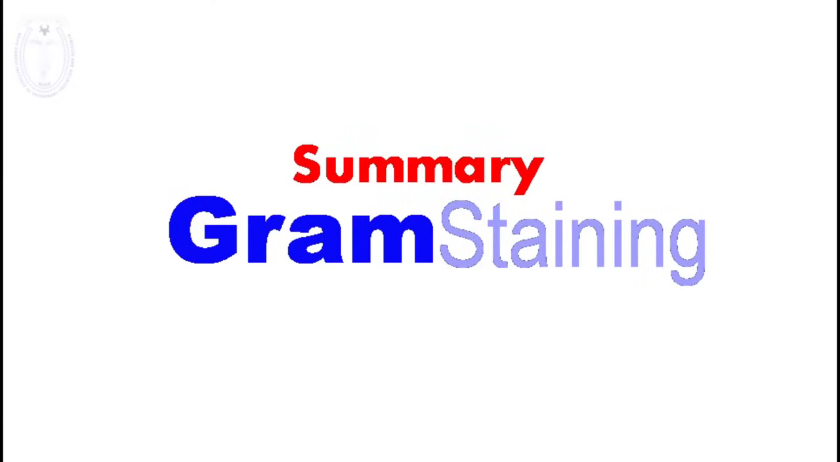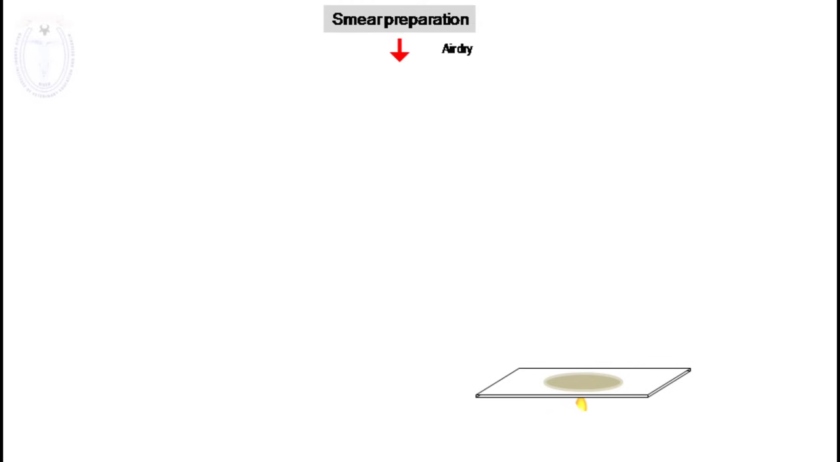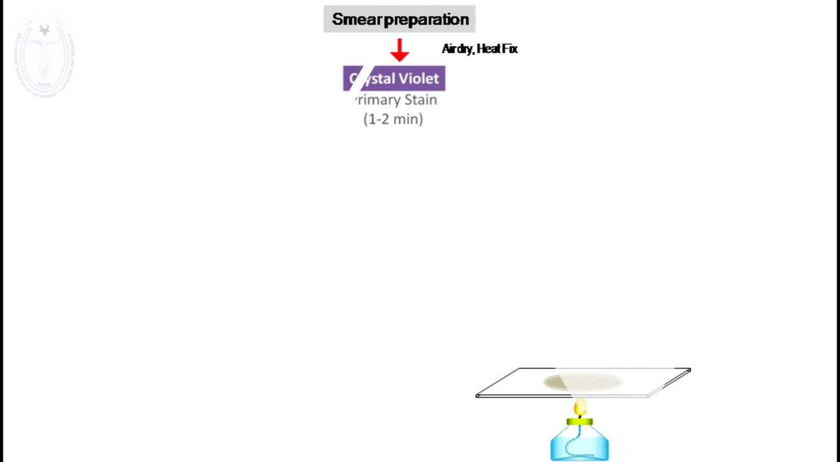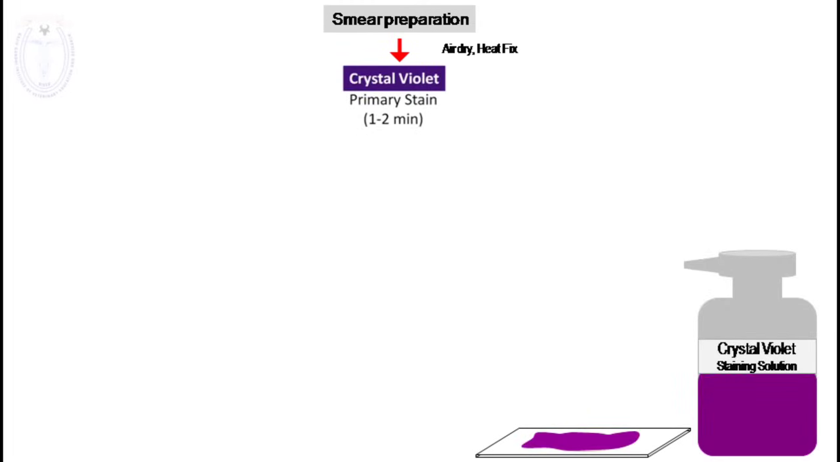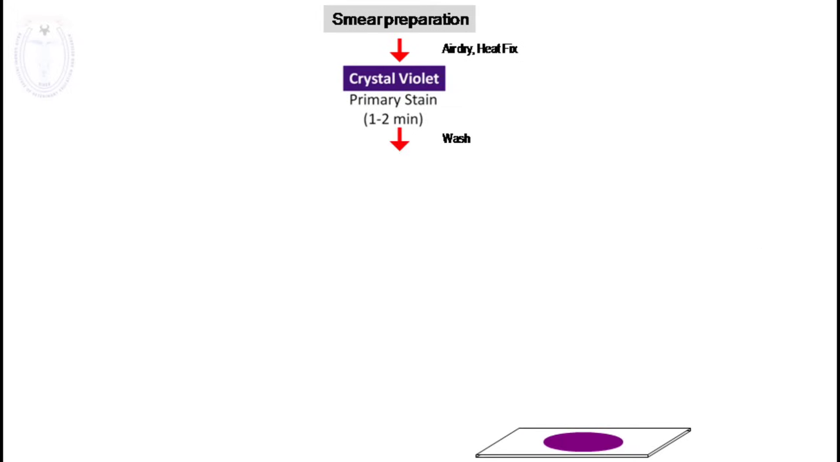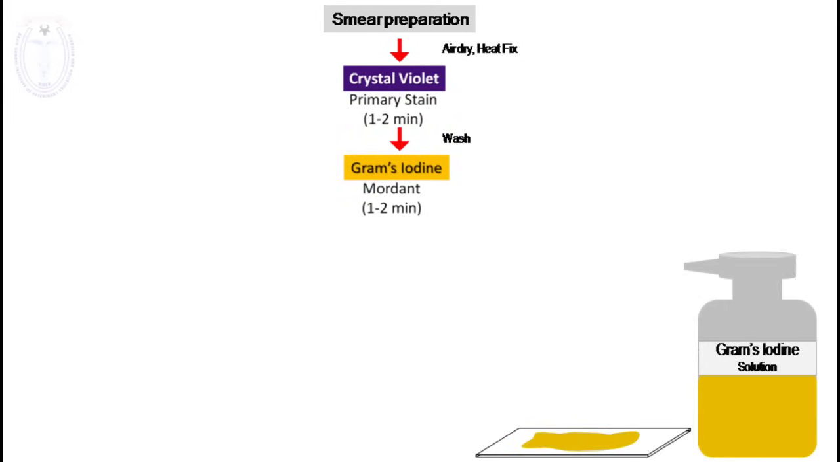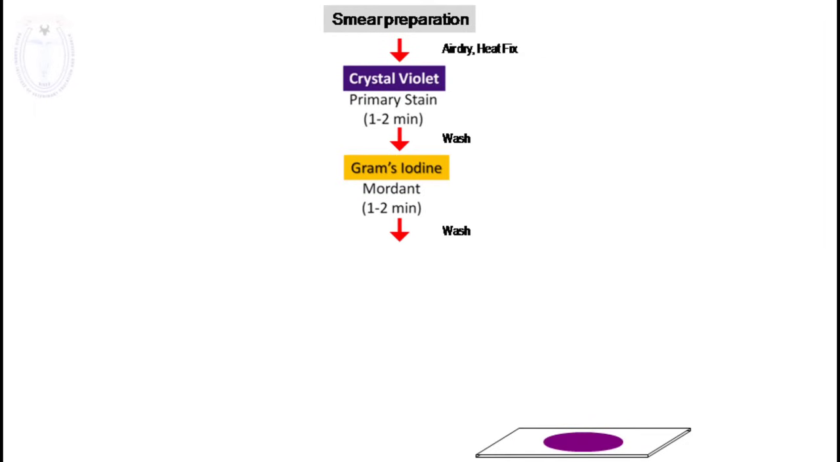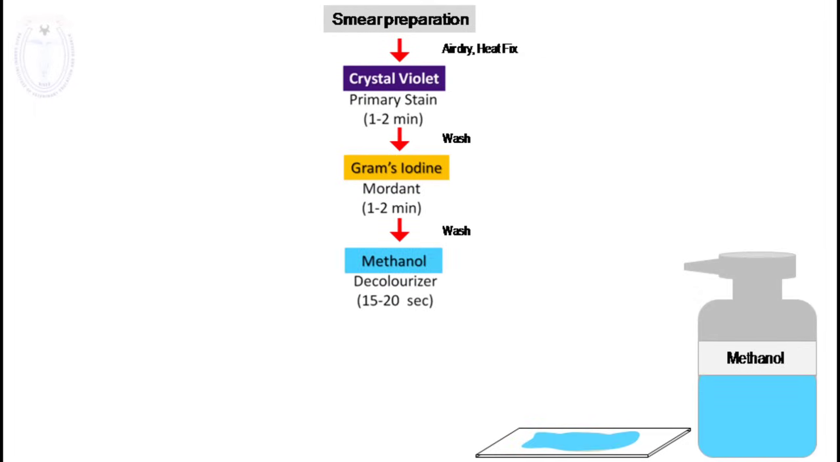Coming to the summary of Gram staining technique. First, the preparation of the bacterial smear. After air drying and heat fixation of smear, add the crystal violet staining solution and allow it to act for 1 to 2 minutes. Followed by washing, add the Gram's iodine solution and allow it to act for 1 to 2 minutes. Then wash it and add the methanol and allow it to act for 15 to 20 seconds.